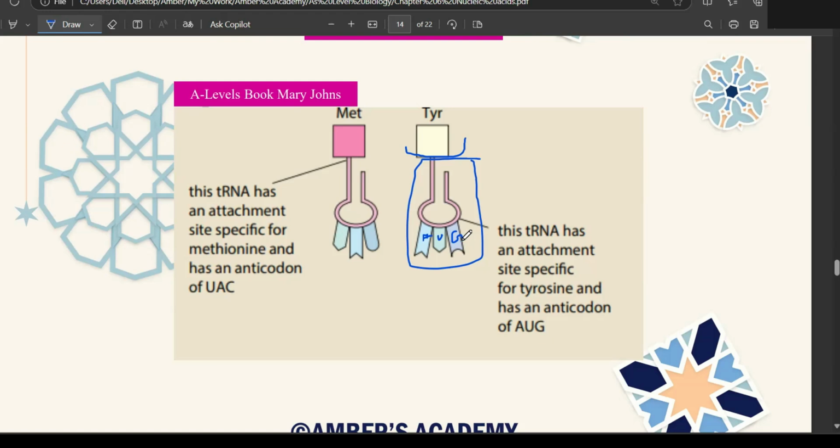So tRNA, let's just do the structure of tRNA and then we'll study more. Okay, tRNA has a site of attachment for amino acid, and the other end of tRNA has three unpaired bases, and those three unpaired bases are known as anticodon.